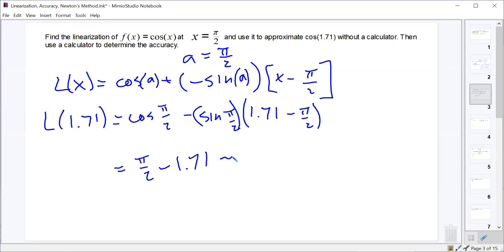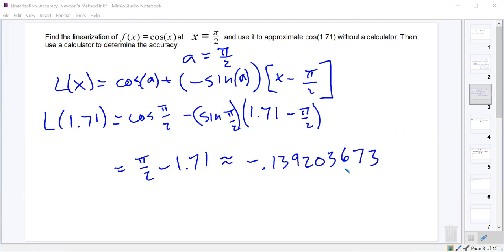We might want to know what that approximately equals. So what does pi over 2 minus 1.71 come out to be approximately? Should get -0.139203673. That sound right? Yeah. Okay. And so that's the value that we're getting as our approximation for cosine of 1.71.